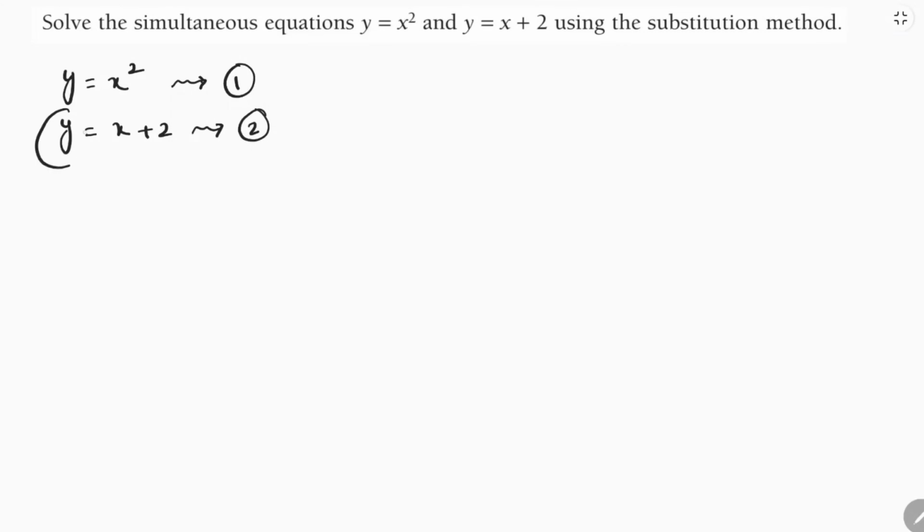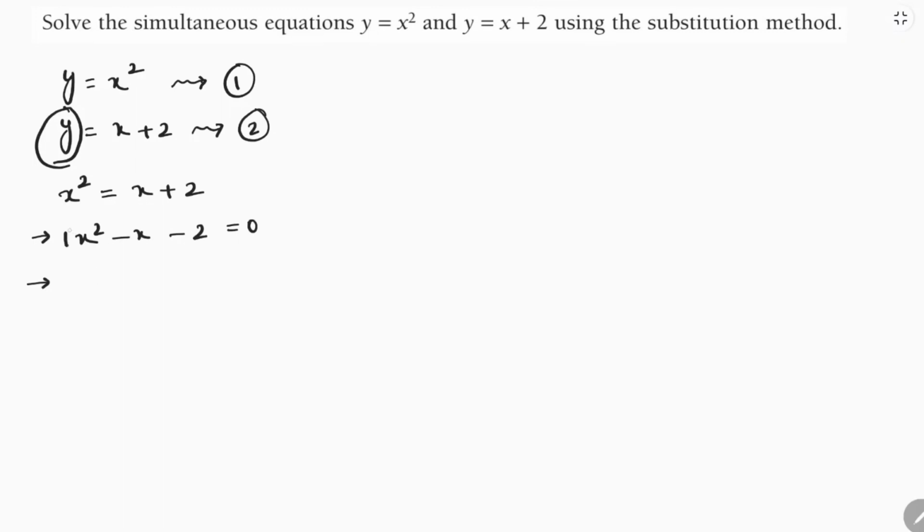From here, the first is y equals x squared. So in the second equation, in place of y, I'll substitute x squared. So x squared equals x plus 2. If we write it in standard form, I'll transpose this x to the LHS, so minus x, and the 2 also, I'll get minus 2 equals 0.